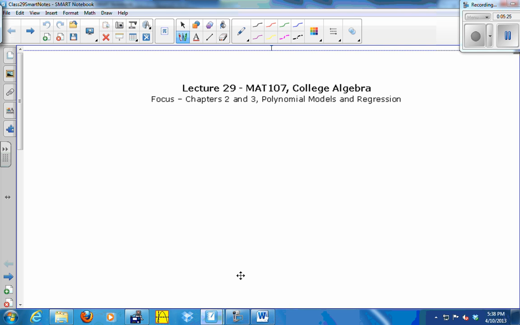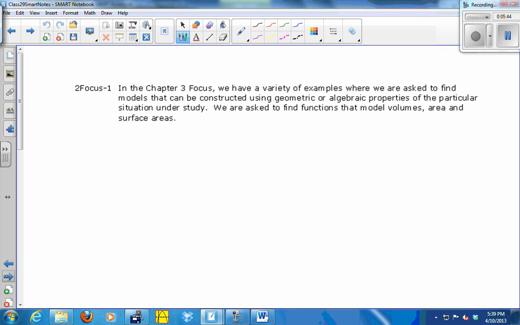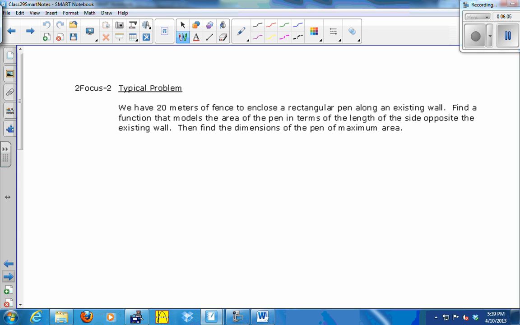Okay, so class 29 is about polynomial modeling and polynomial regression. So it's chapter 2 and chapter 3. At the end of each chapter, there's a little section that says focus. Those are the sections that we're working on. In chapter 3 focus, we have a variety of examples where we're asked to find models that can be constructed using geometric or algebraic properties of the particular situation we're looking at. So we're asked to find functions that model volume, area, surface area. So here's a typical problem.